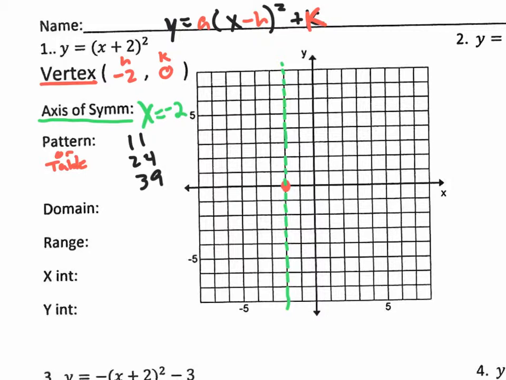Okay, so is this opening up or is it opening down according to this positive 1 as a value? Up. It's going up. So when I go 1 over, I'm going to go 1 up, and I put a dot right there. 1 over, 1 up, here I am. Go back to the vertex, go 2 over, 4 up, 1, 2, 3, 4, put a dot right there. Go back to the vertex, go 3 over, 9 up. 1, 2, 3, 4, 5, 6, 7, 8, 9.